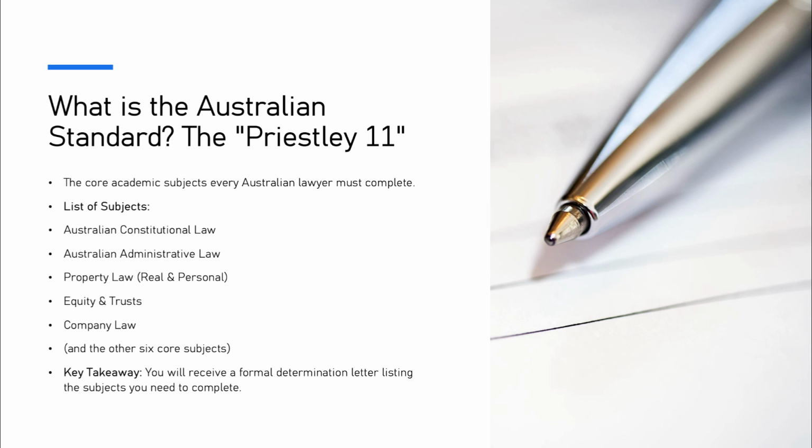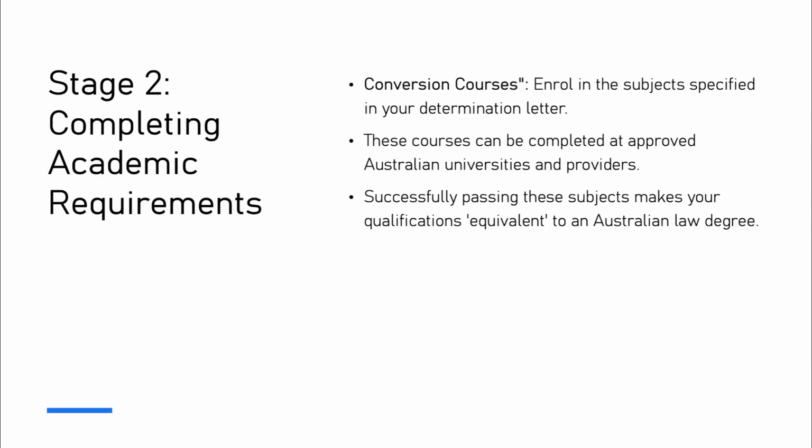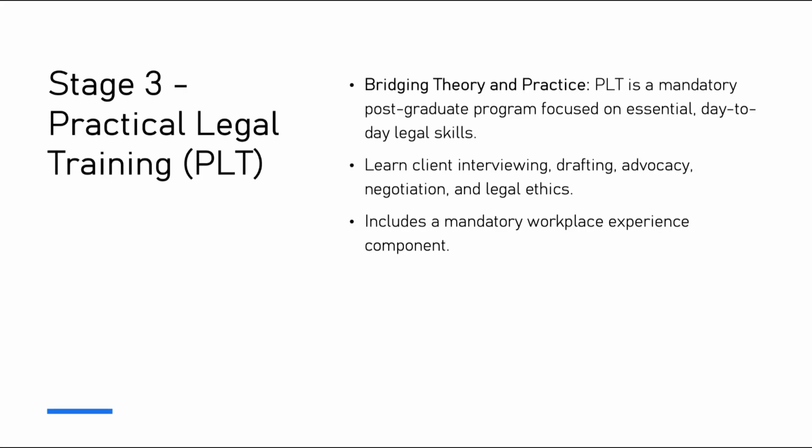Following the assessment, you will receive a formal determination. This document will specify exactly which of the Priestley 11 subjects you are required to complete to achieve an equivalent Australian academic qualification. You must then enrol in and pass these specified subjects, often called conversion courses, at an approved Australian university or provider. Once your academic requirements are fulfilled, you must complete the Practical Legal Training Component, or PLT.